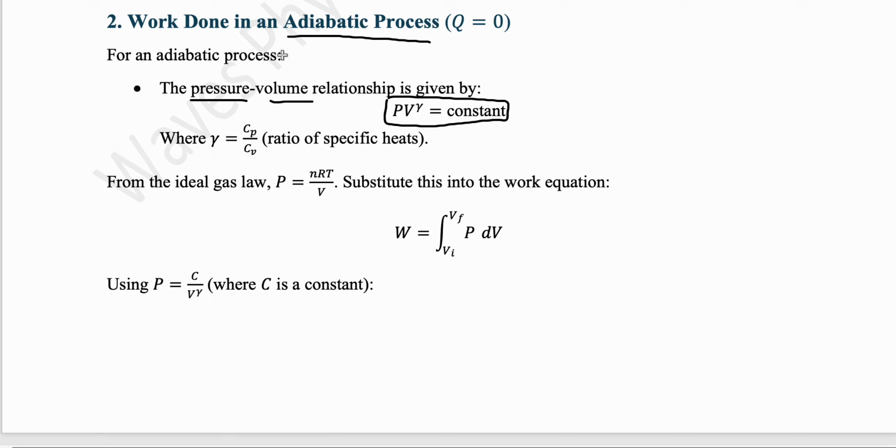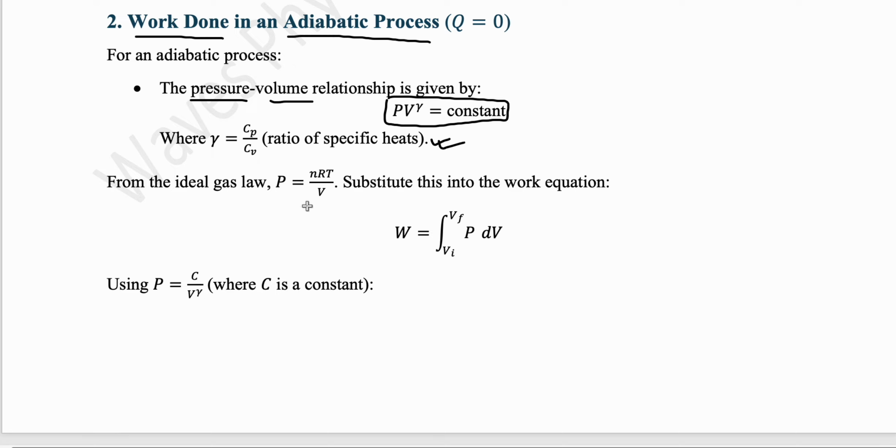We may not be deriving this, but the work done is something which is needed. So for that I should know the relation between pressure and volume. So in adiabatic, where Q is 0, PV to the power gamma is constant. Now gamma is actually called the specific heat ratio, and gamma is equal to Cp divided by Cv.